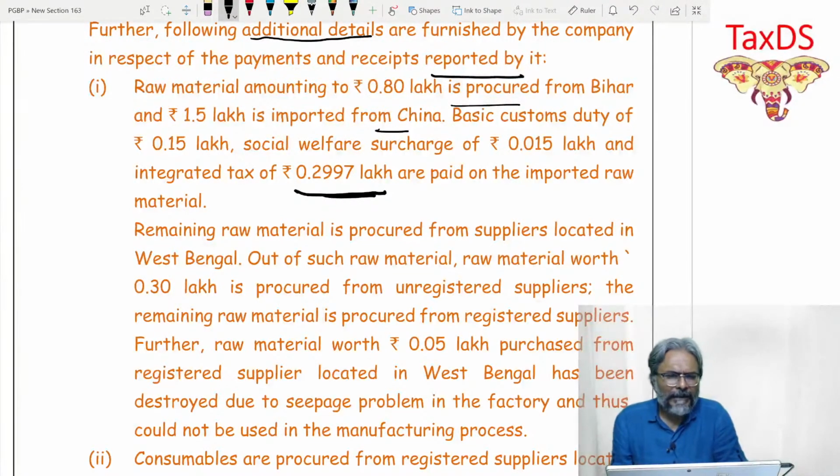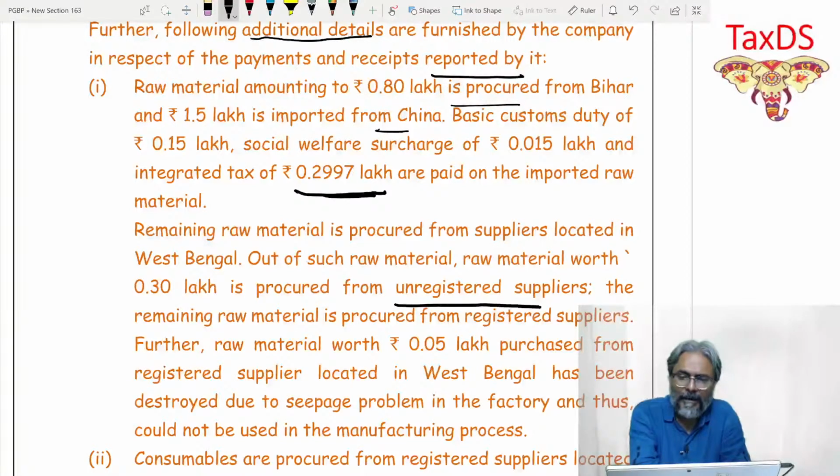Remaining raw material is procured from suppliers located in West Bengal, so CGST, SGST. Out of such raw material, worth 0.30 lakhs is procured from an unregistered supplier, students. The remaining raw material is procured from a registered supplier. Further raw material worth 0.05 lakhs in this case.